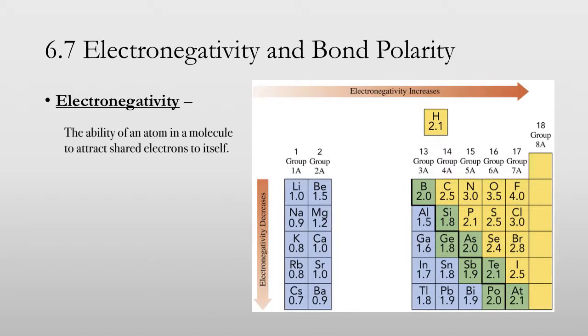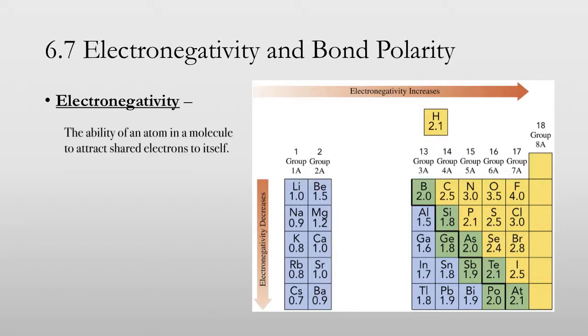Section 6.7 is electronegativity and bond polarity. Electronegativity is the ability of an atom in a molecule to attract shared electrons to itself. And you can see this is a truncated periodic table of the elements with their respective electronegativity values.